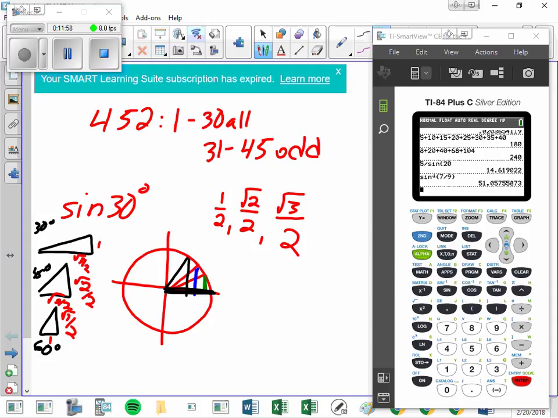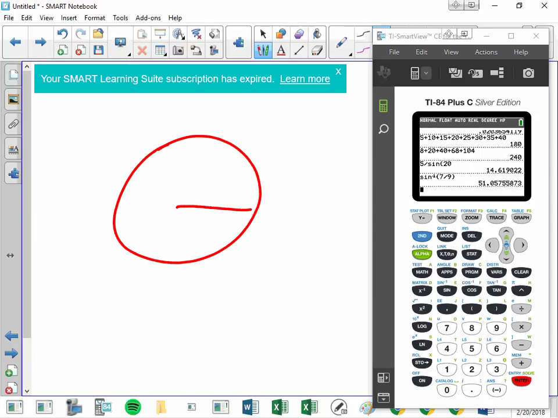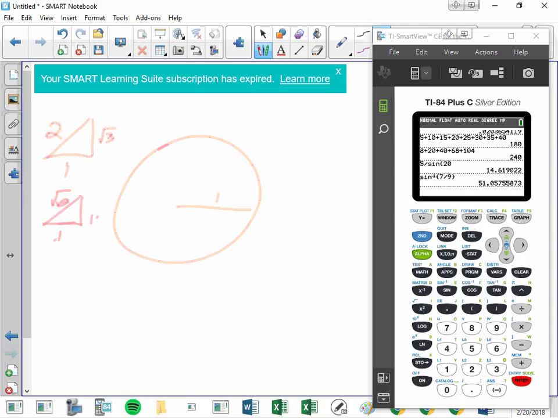So remember, in the unit circle, the radius of the circle is 1. And then our triangles are 1, root 3, and 2, or 1, 1, square root of 2. And we just change them. We have to rationalize them. So it ends up being root 3 over 2. Right? I divide these by 2. I divide these by root 2. So you'll get used to it again in just a second.